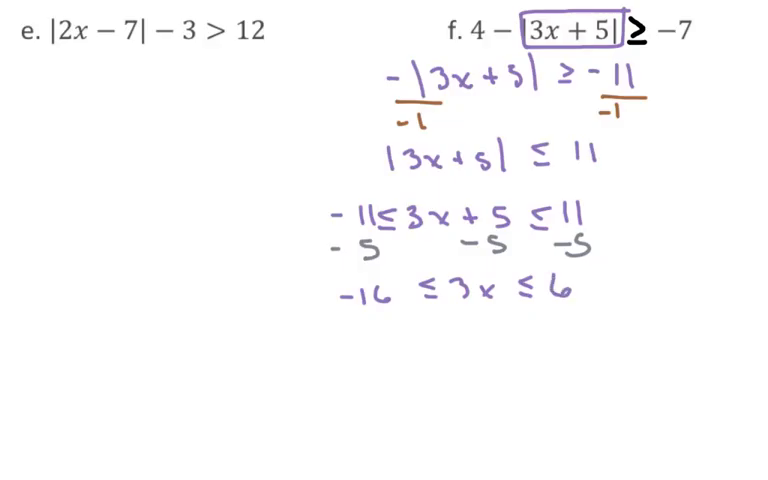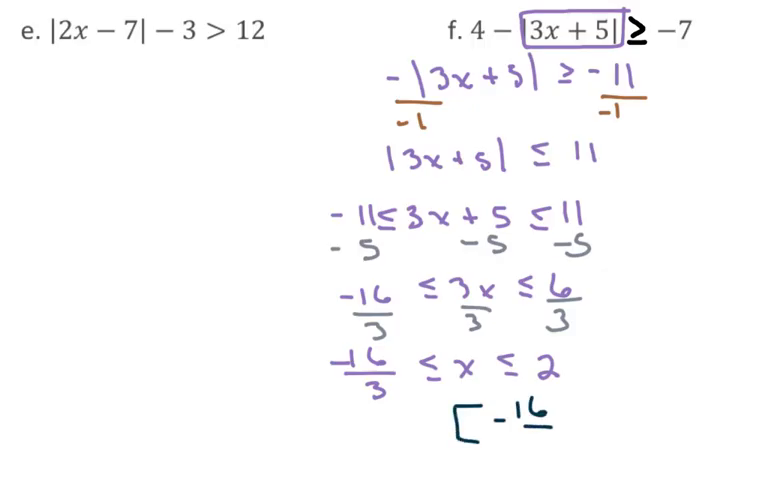6. We divide by 3, again to the left and the right as well. That gives us negative 16 thirds is less than or equal to x is less than or equal to 2. As an interval notation, the answer ends up being bracket negative 16 over 3, comma 2 with a bracket. And that's our lesson.